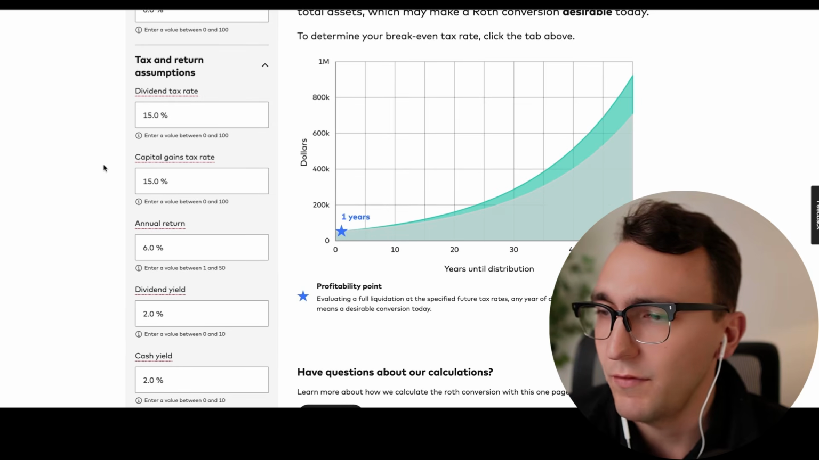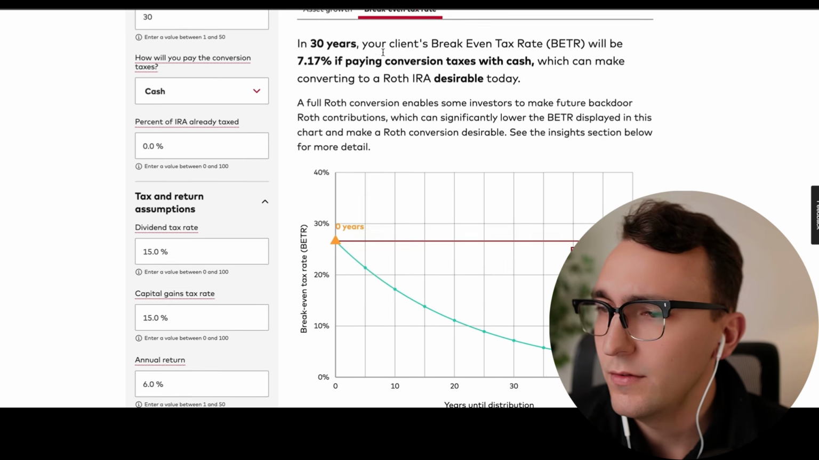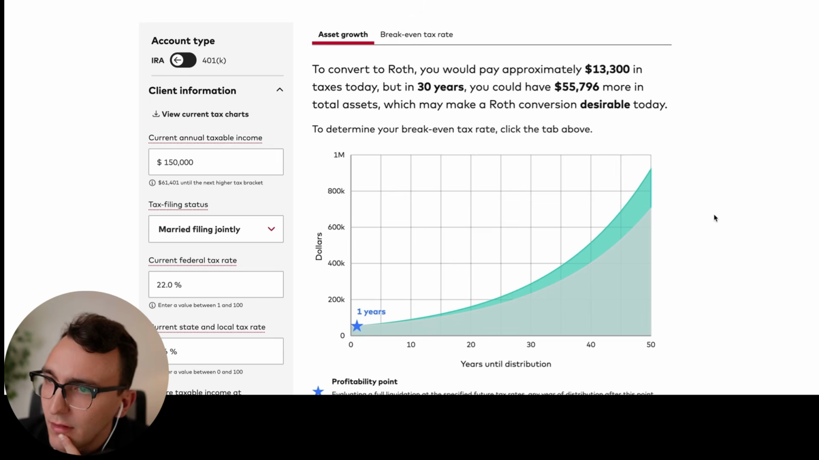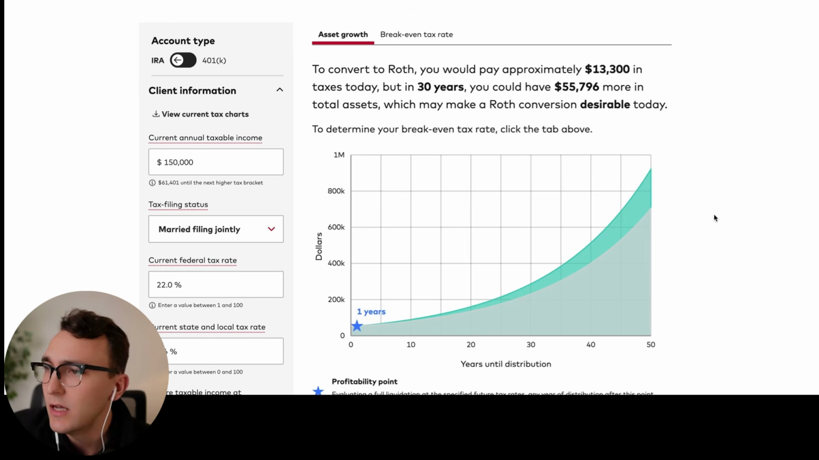Okay, so then if we take a look at the chart here, we got this nice little chart. So initially, I'm a little confused because they didn't ask me about how old I was, how old my spouse was, and with the size of our portfolio and how much cash we had. So we have to actually unpack, what is the tool actually trying to do here? Okay, so asset growth. So if you convert to Roth, that'd be my $50,000 conversion, I guess. You pay $13,000, but you'd have $56,000 more in total assets, which would make a Roth conversion desirable today.